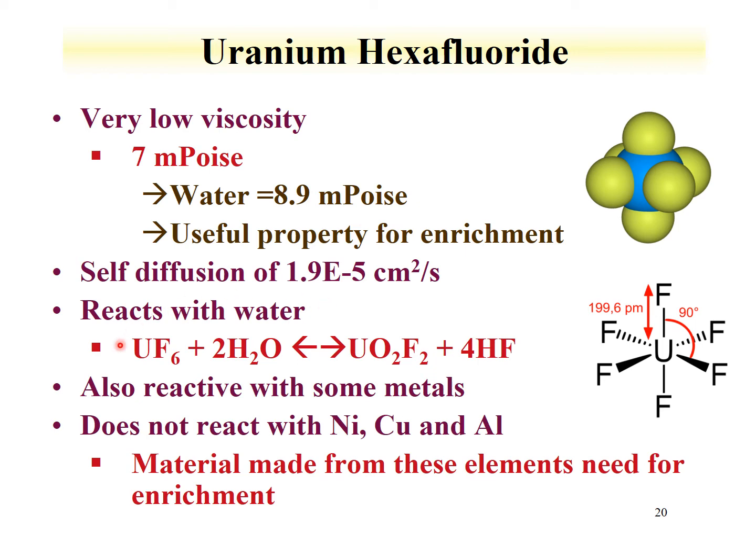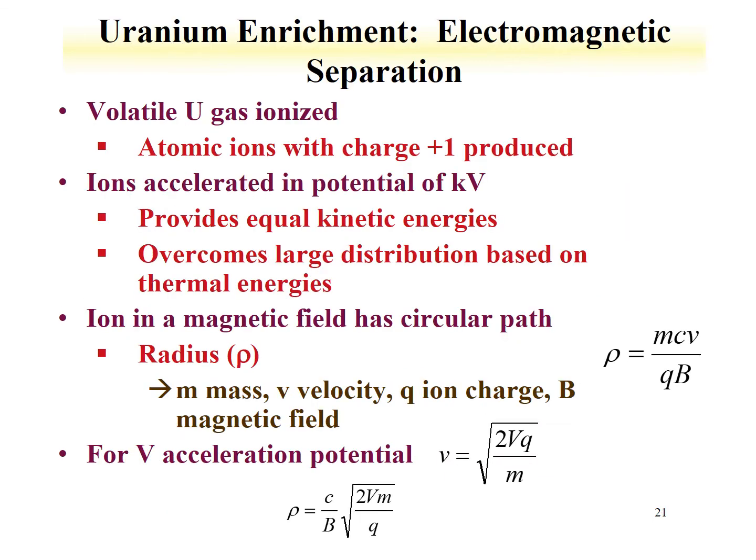With water, uranium hexafluoride reacts to form uranyl fluoride and HF. Uranium hexafluoride, as you can imagine, being a fluorine compound, can react with a number of metals, however it is found not to react with nickel, copper, or aluminum. So materials made from these elements are needed for the enrichment process. We'll explore some routes that exploit this volatile behavior of uranium hexafluoride for enrichment.